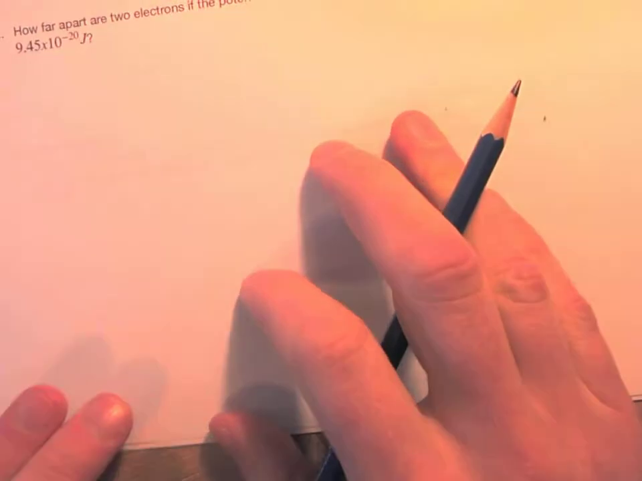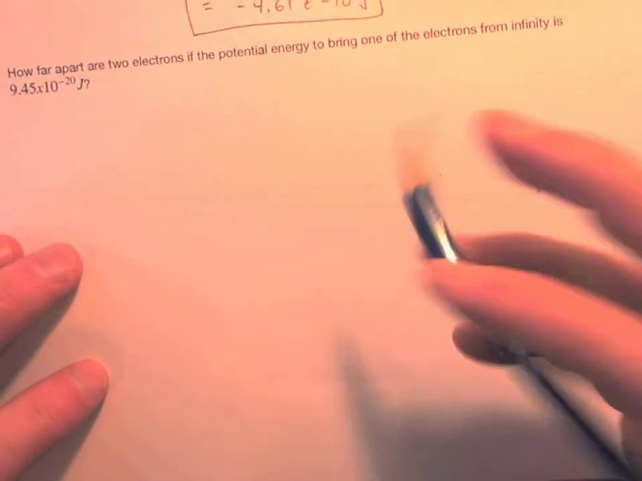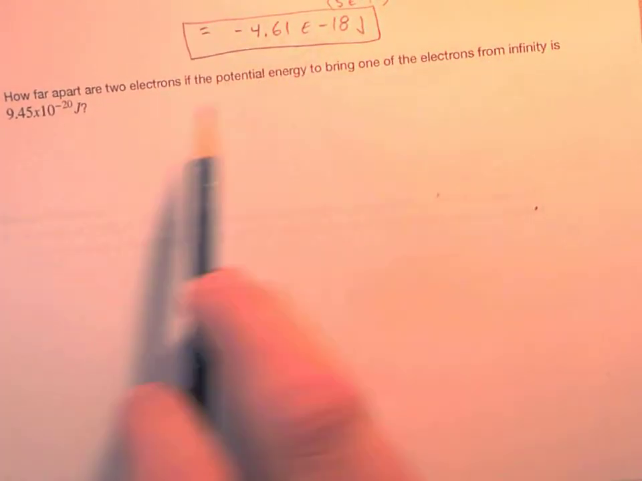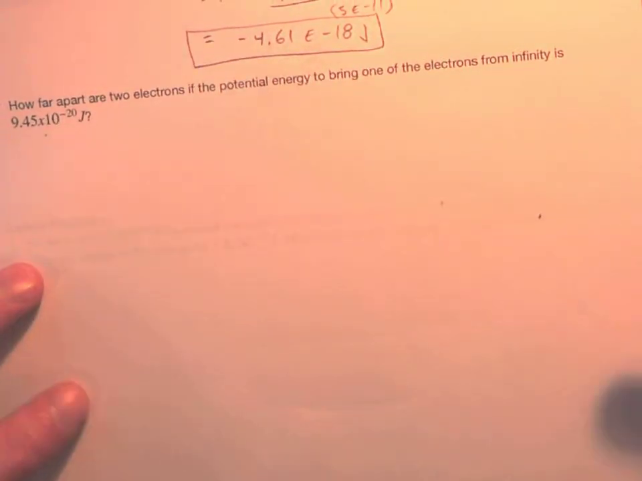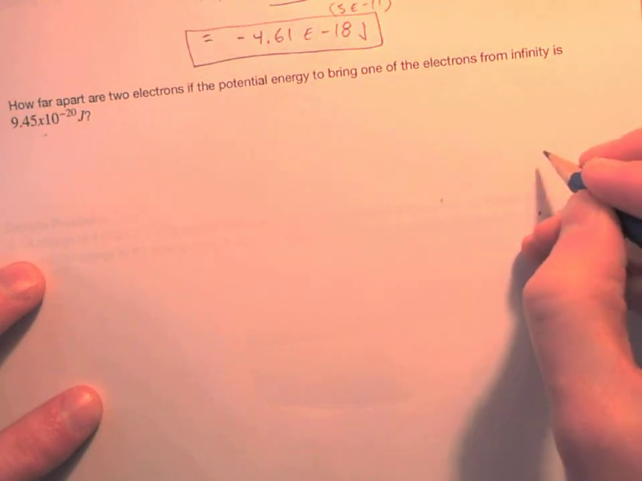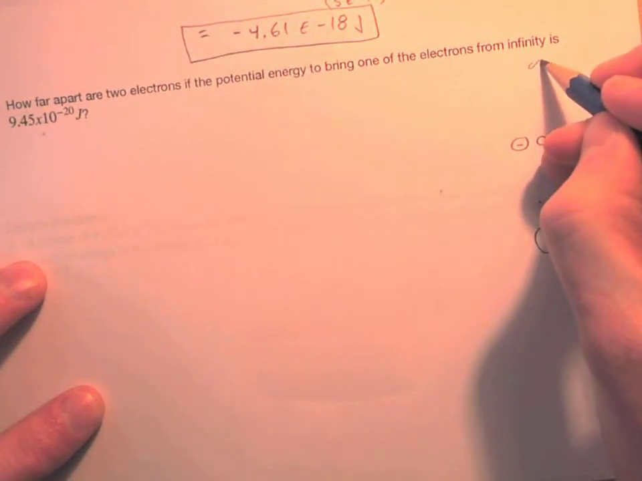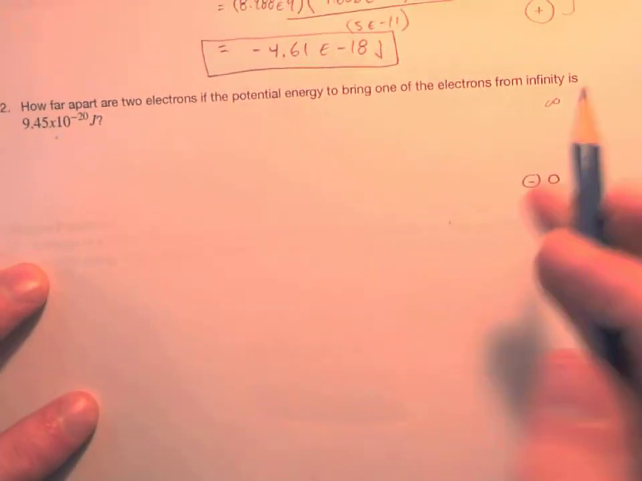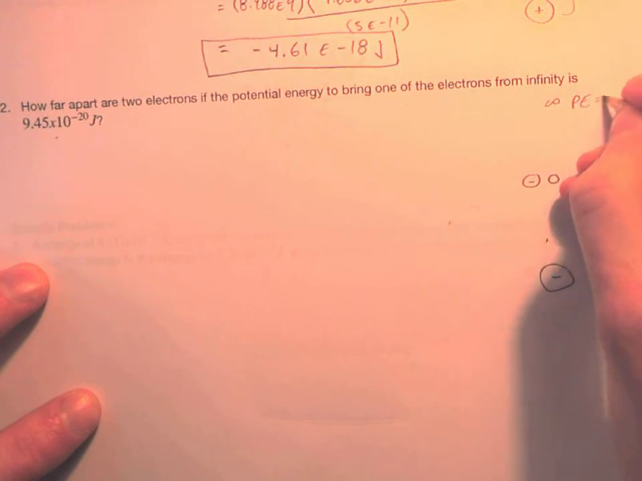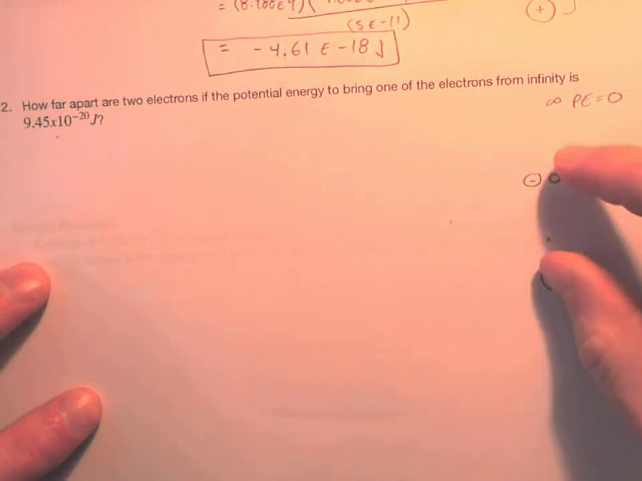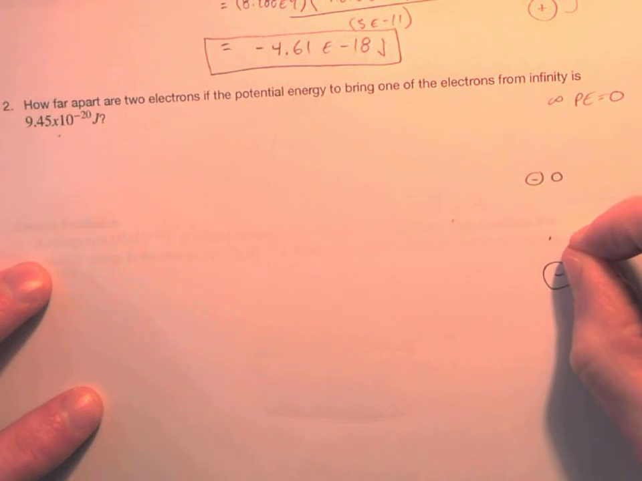Okay, question 2. How far apart are two electrons if the potential energy to bring one of the electrons from infinity is that? Okay, so this time you have your source charge, which is an electron, you have your test charge, which is an electron, you have your infinity point away, where potential energy is 0. So this case is opposite. This has potential energy of infinity if you get them close to one another, but as you go further you lose potential energy.